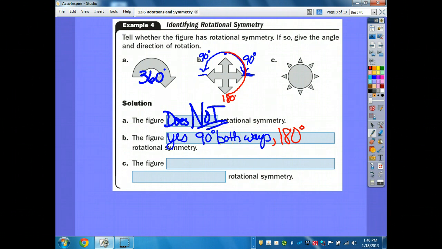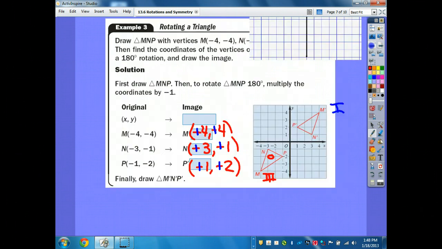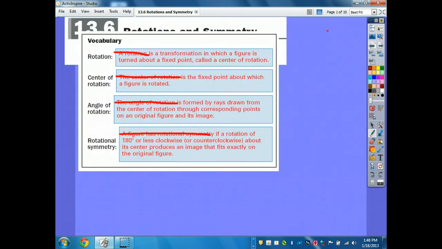Now, why can't I say 90, 180, 270? What's 180 and 90? 270. Why can't I say 270 degrees clockwise? Because that's the same as going counterclockwise 90 degrees. And in your definition, what does it say? A rotation of 180 degrees or less, clockwise or counterclockwise. So we always use 180 degrees or less.